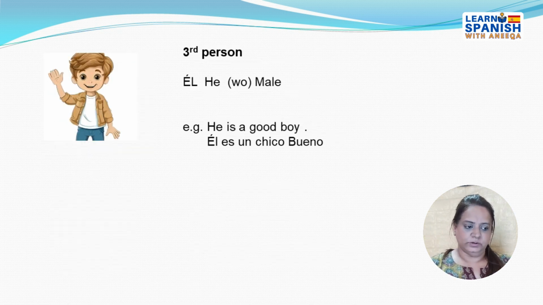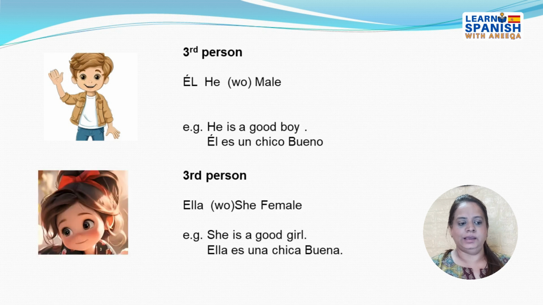Third person singular, that is él and ella. Él means he, we say for a male, and ella, we say for a female. But in Spanish, we don't say ella with an L sound, we say ella with a Y sound. Double L is pronounced as Y in Spanish. So, we say he is a good boy, él es un chico bueno. And if you want to say she is a good girl, you say ella es una chica buena.